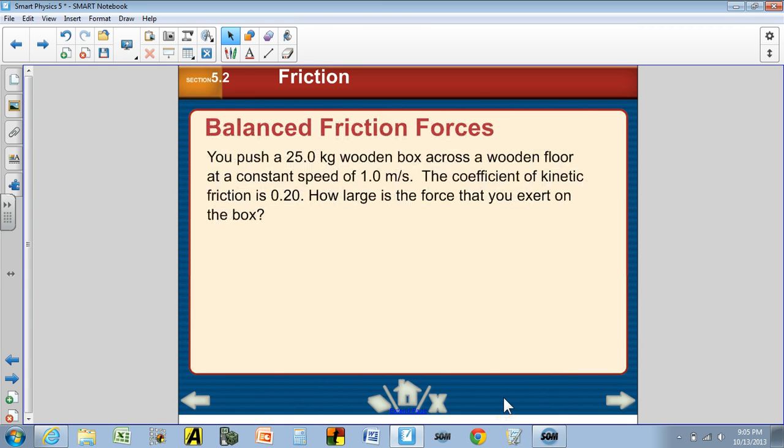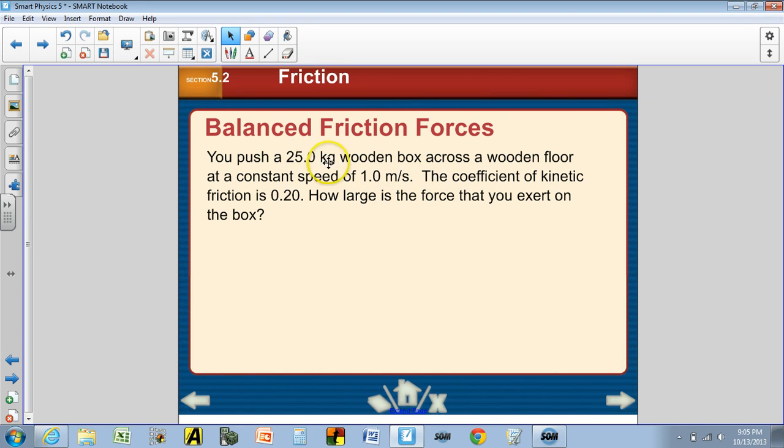Okay, so let's say you want to push a 25 kilogram box across a wooden floor at a constant speed. The coefficient of friction is 0.2. How large a force do you have to exert on the box? Again, this is just saying it's at constant speed. The velocity doesn't matter. The velocity is not used in the equation. You just need to know that it's at a constant speed. So the 1 meter per second doesn't even get involved.